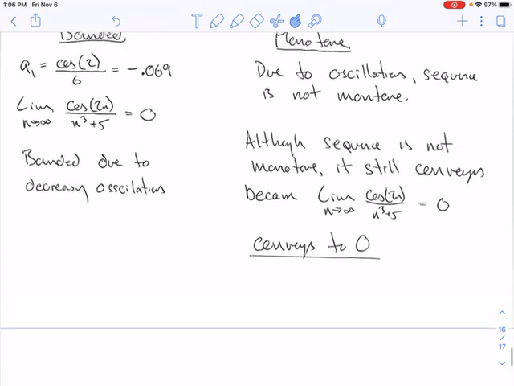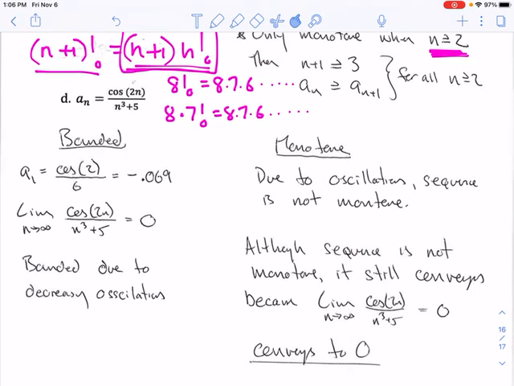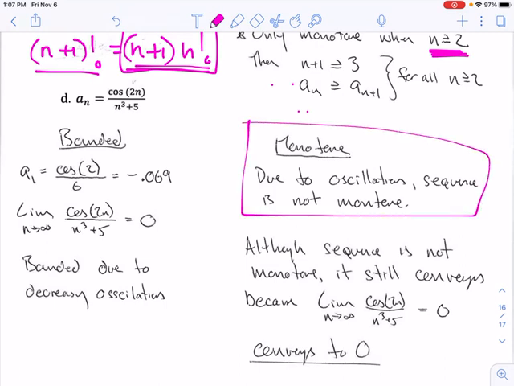All right, last problem real quick, so I don't run over my 30-minute time limit here. Is this another trig function? Okay, and so this one can be a little bit tricky. You might have to think it out intuitively. We know it's not monotone because of the cosine function in the numerator. What about being bounded? Well, this is a tricky one. It is bounded due to decreasing oscillations. Now, how do you figure that out? That's really kind of hard to figure out.